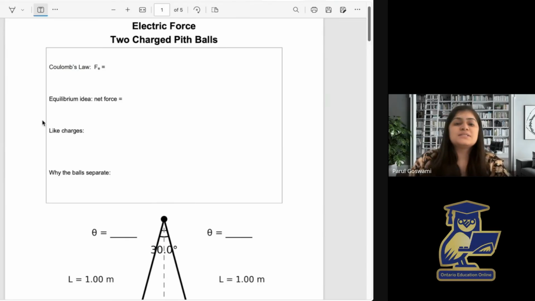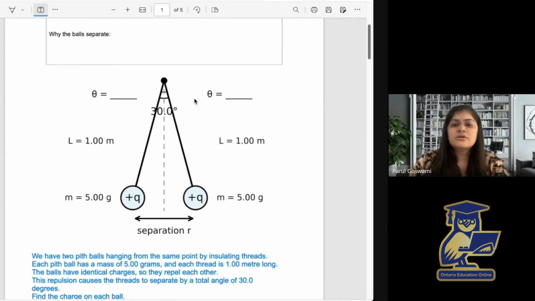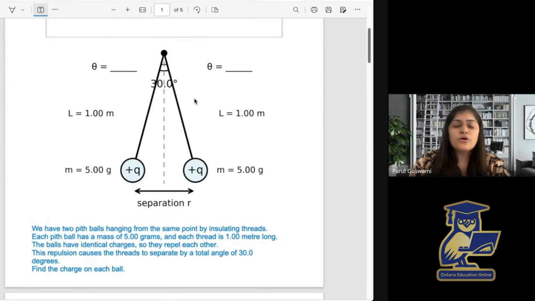Hi everyone, this is lesson electric force, and in this lesson we are going to solve one question based on Coulomb's law and electric force. In this question we have two pith balls hanging from the same point by insulating thread. Each pith ball has a mass of 5 grams and each thread is 1 meter long.